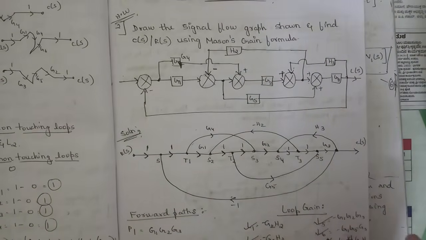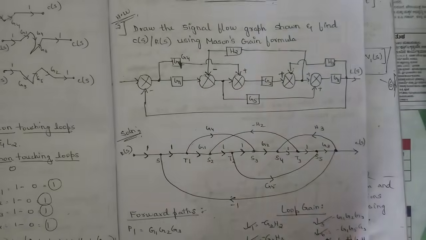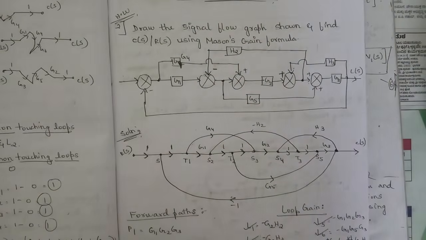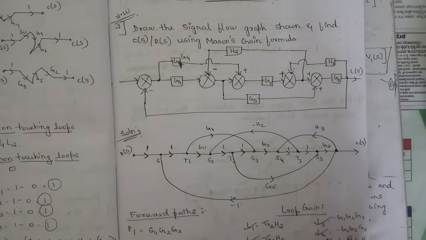and using Mason's gain formula you should find the relationship of the transfer function, that is C of S by R of S. Okay, so in this case also we have solved a few problems, also in the model paper we have solved these kinds of problems, so you can refer to it below.